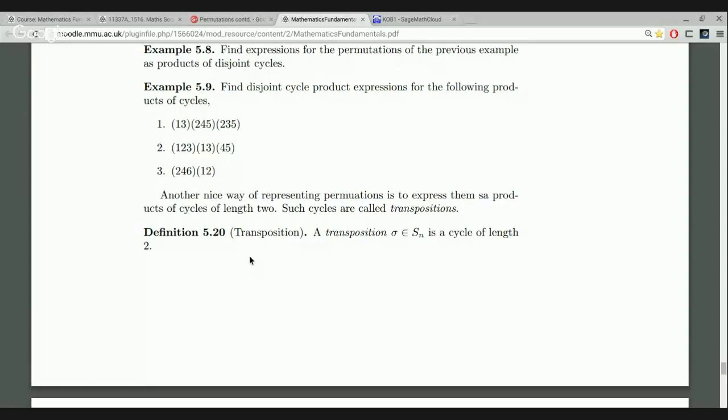Now, in order to fully appreciate the kind of inner structure of sigma, to really see what sigma is doing, we'd like to see its representation as a product of disjoint cycles. So we seek the more informative representation of sigma as a product of disjoint cycles.